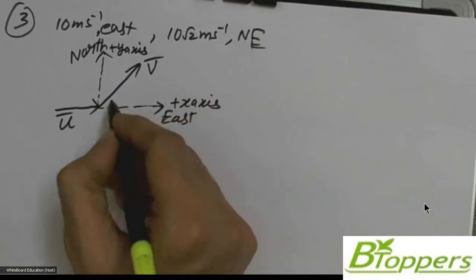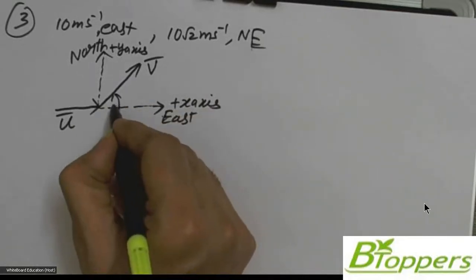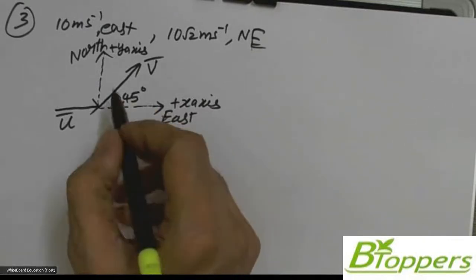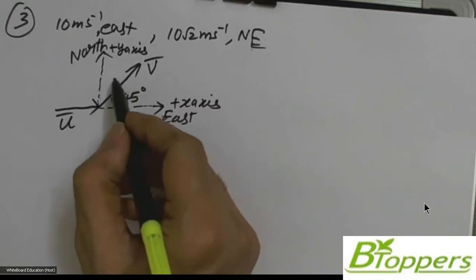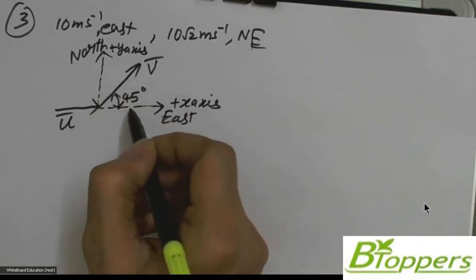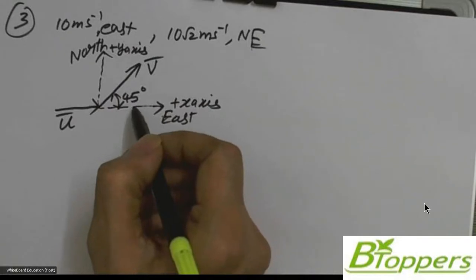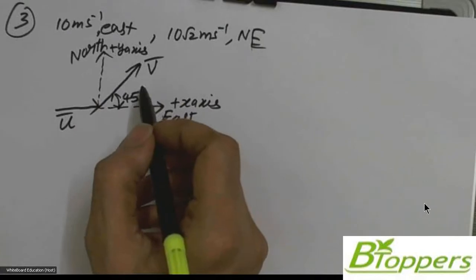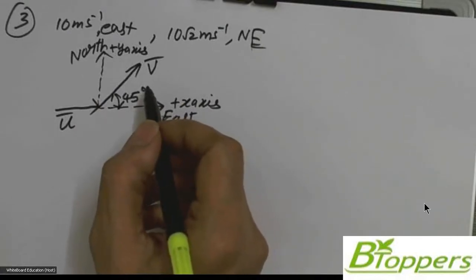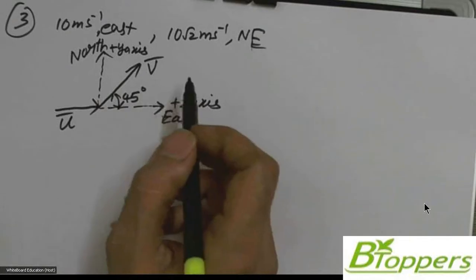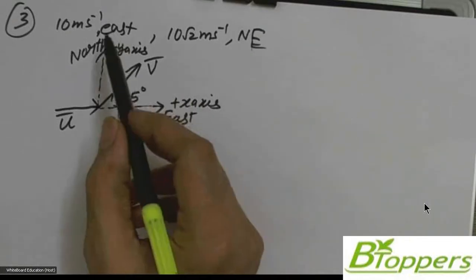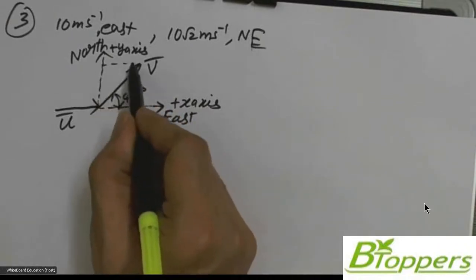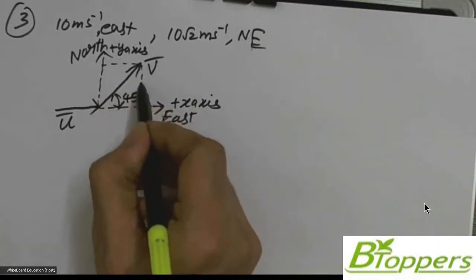Northeast means it makes an angle of 45 degrees with the east direction, and of course makes an angle of 45 degrees with the north direction. Here I am going to represent the vectors v bar and u bar in terms of their rectangular components and unit vectors along x and y axis. I can resolve the velocity vector v bar into two rectangular components parallel to x and y axis.